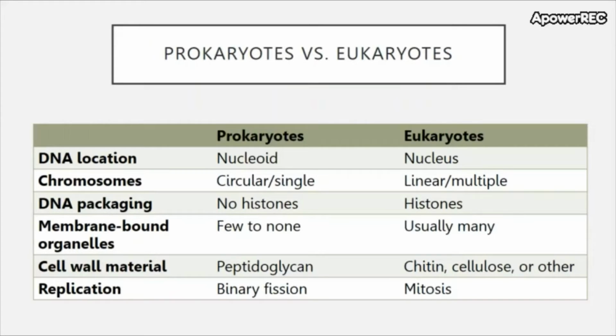Membrane-bound organelles are not found in prokaryotes, or if there are just a few of them, whereas eukaryotes have an assortment of them. The cell wall material in prokaryotes has peptidoglycan, whereas in eukaryotes you can find chitin, cellulose, or others. Replication in prokaryotes occurs through binary fission, whereas in eukaryotes it occurs through mitosis.